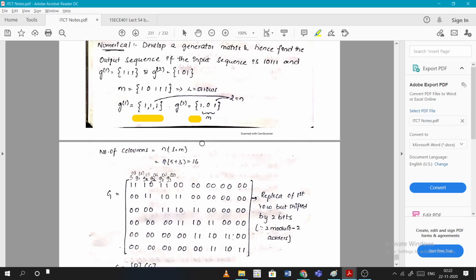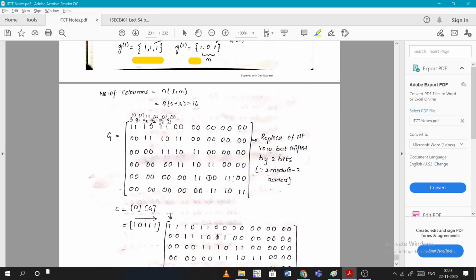So the number of columns will be n into (L plus m), so 16. The length is 5, right? So it is a 5 cross 16 table. Each 1 is individual; just for our understanding we write them near to each other, but actually each one is different.